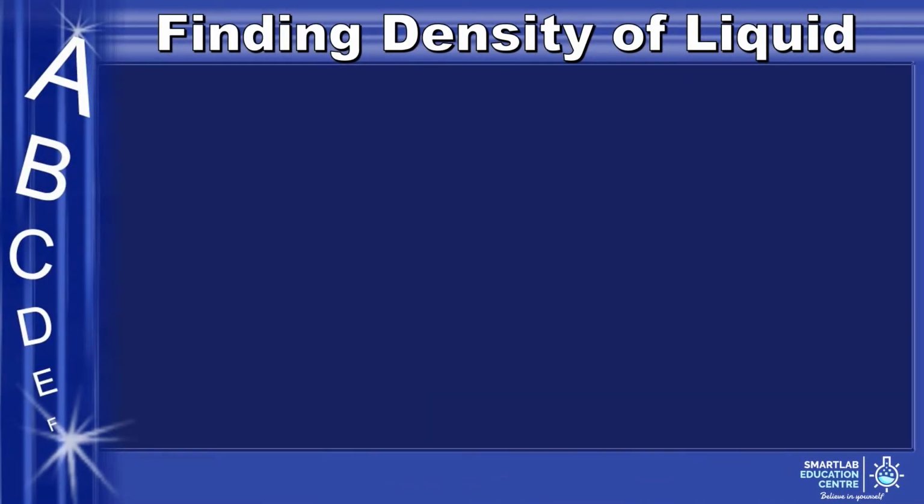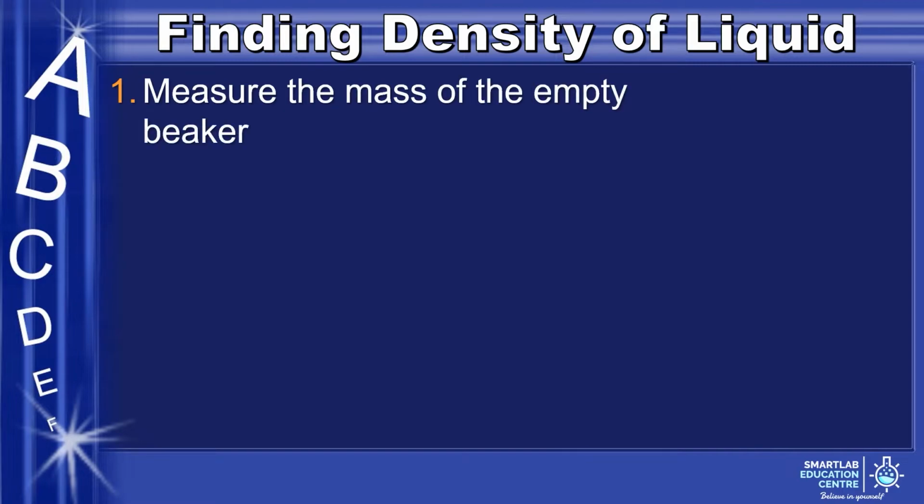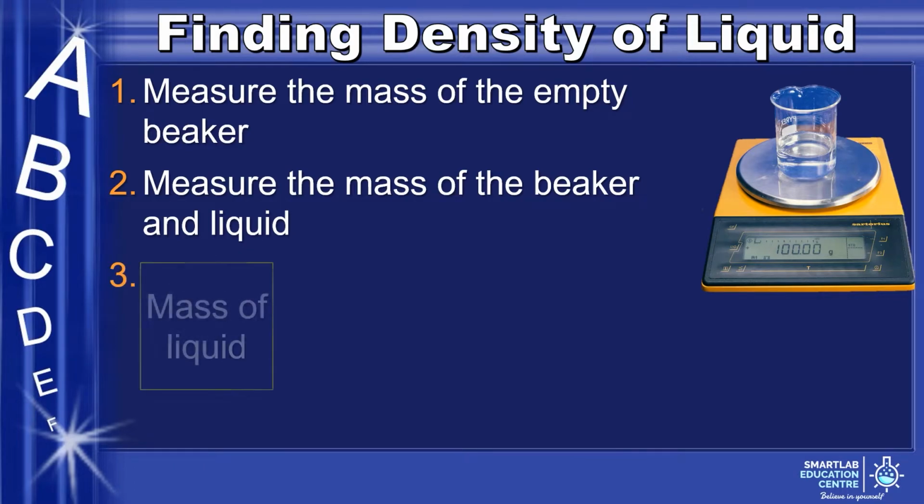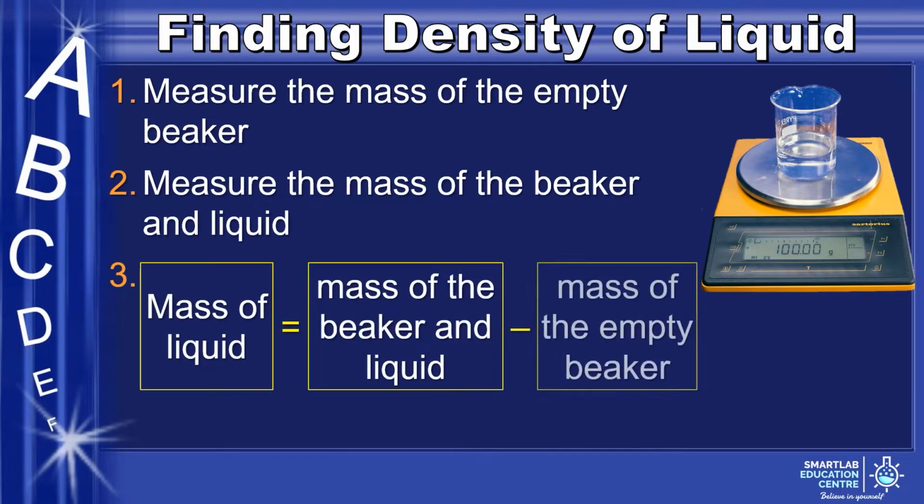Next, we learn how to find the density of liquid, using 5 steps as following. Step 1. Measure the mass of the empty beaker. Step 2. Measure the mass of the beaker and liquid. Step 3. Calculate the mass of liquid by subtracting the mass of the empty beaker from the mass of both the beaker and liquid.